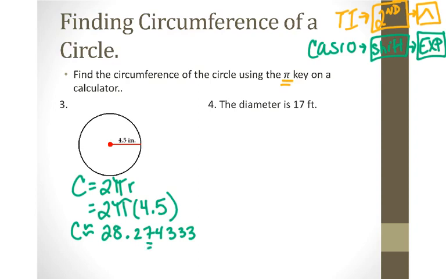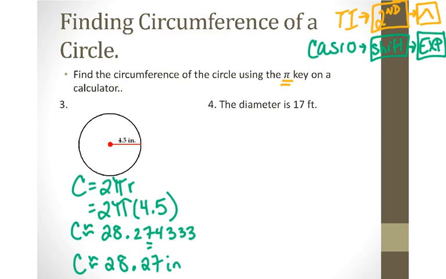So remember, if they don't tell you, round to the nearest hundredth. So C, circumference, is going to be about 28 and 27 hundredths inches. Okay, so 2 decimal places. All right. I'm going to do it again.